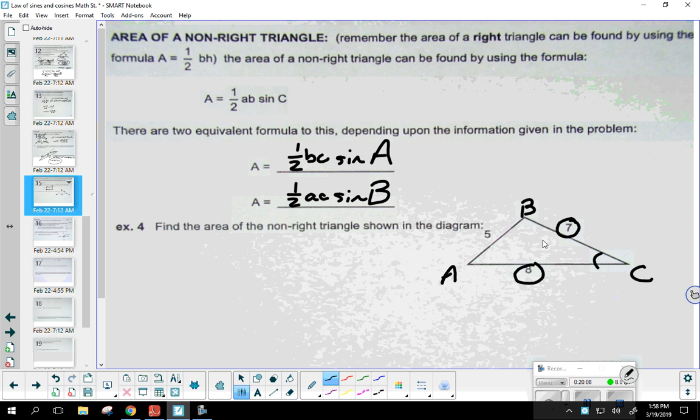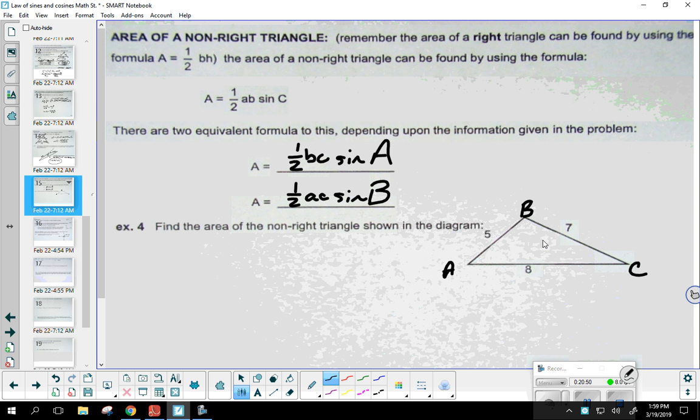All right. So you don't need to worry about knowing the base and the height anymore. You could always drop yourself an altitude here, but this is just another way to do it. So, find the area of the non-right triangle shown in the diagram. We have all three sides, but in order to find the area, I am going to need an angle measure, and it doesn't matter which one. Let's leave this as A, B, and C. We are going to have to start the problem using the law of cosines to find that angle measure, and then I can use that with the formula to figure out the area.